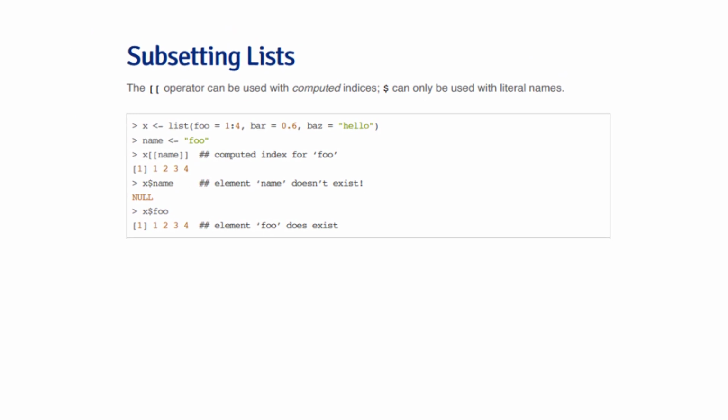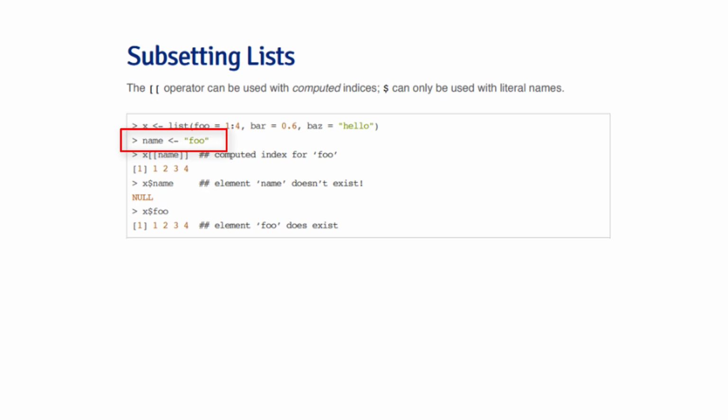The nice thing about the double bracket operator, which is different from the dollar sign, is that you can use it to index a list where the index itself was computed. Notice that when I used the dollar sign before, I actually typed out the word bar. I had to type out the name of the element, but sometimes the name of the element is actually the result of some computation. So for example, here I've got a list with three elements, foo, bar and baz, and then I create a variable called name, which is actually the string foo.